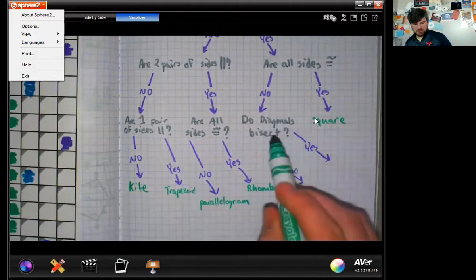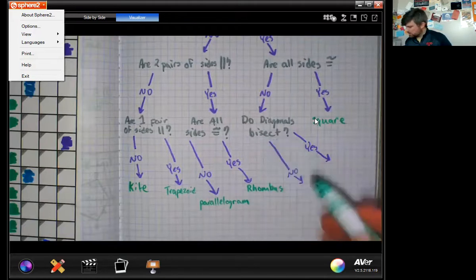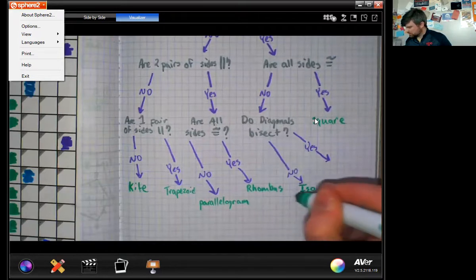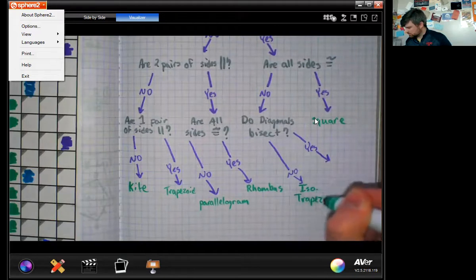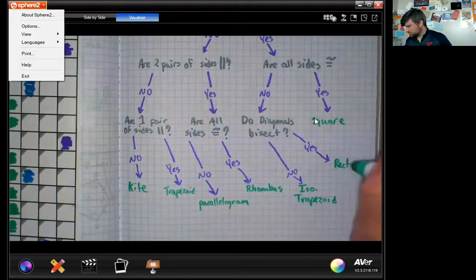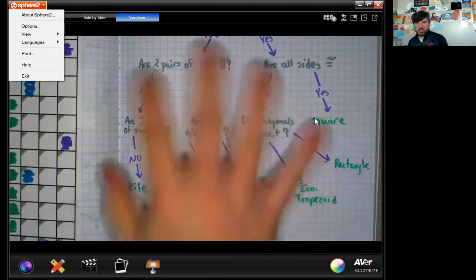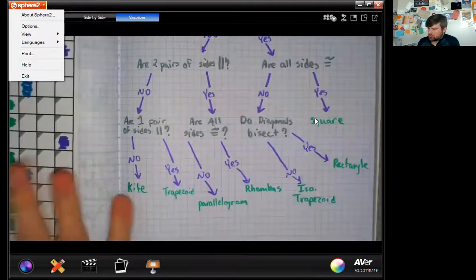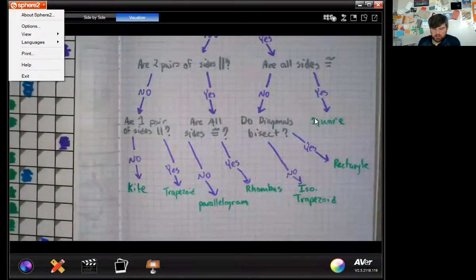Okay, diagonals bisect each other. If you said no, you have an isosceles trapezoid. And if you said yes, you have a rectangle. Okay, so you can use this to kind of figure out which shape that we're dealing with. Or if I give you a list of properties, you can kind of work your way through this. Okay, so we'll look at some of these and try to figure out what shapes that we have.